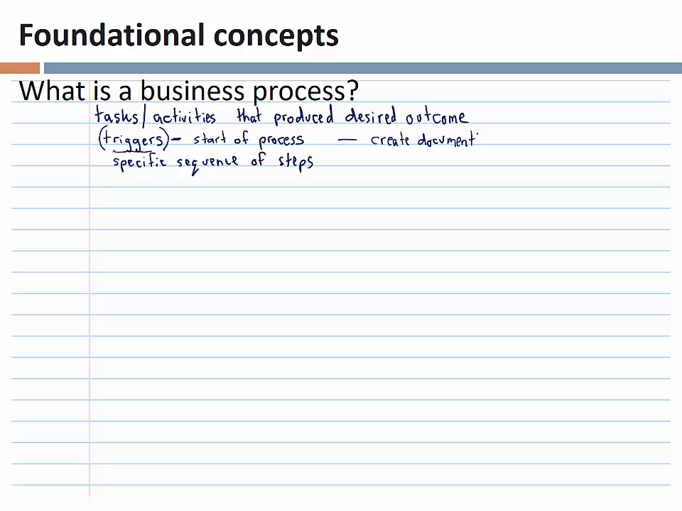There's one other element that goes with the business process here. Tasks, activities, triggers, sequence of steps. What's the one piece that's missing? Coordination among, which we call functional areas. Functional area responsibilities, we'll just say at this point.